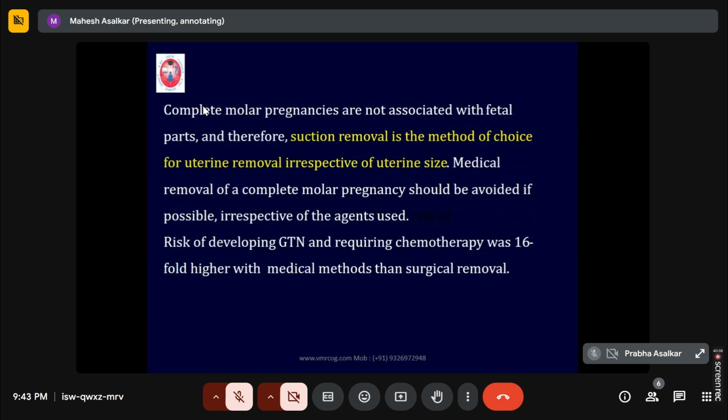Complete molar pregnancies are not associated with fetal parts, and therefore suction removal is the method of choice for uterine removal irrespective of the uterine size. Medical removal of complete molar pregnancy should be avoided if possible, irrespective of the agents used. The risk of developing GTN and requiring chemotherapy was 16-fold higher with medical methods than surgical methods.